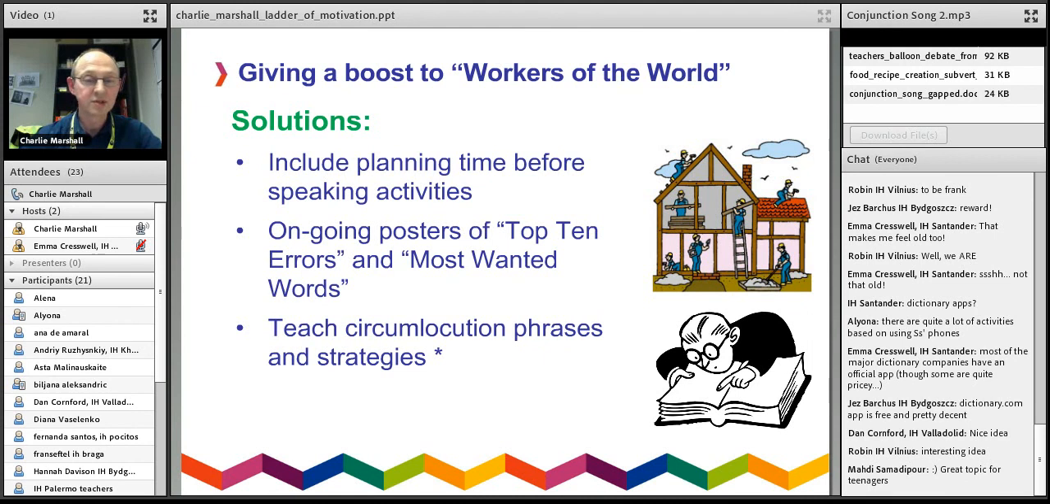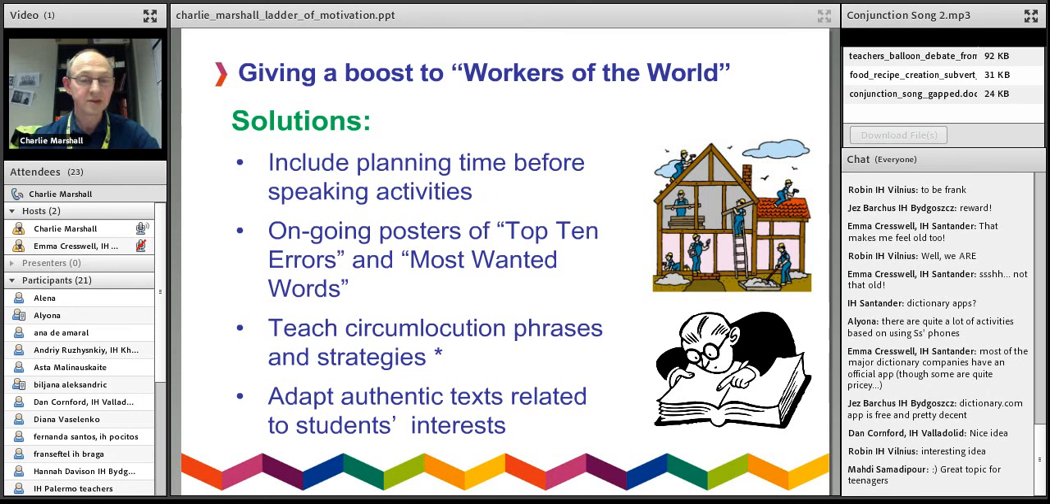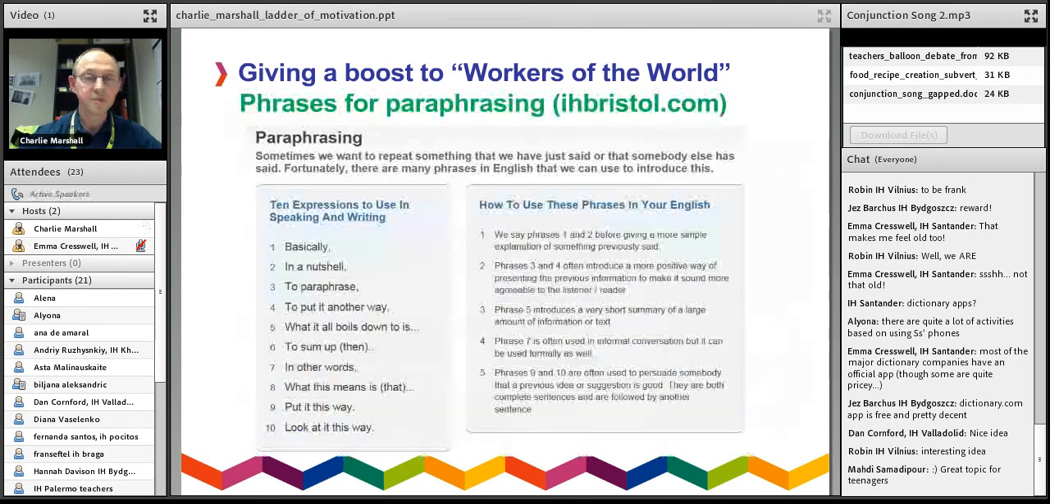And those are the kinds of phrases we should be giving to our students to help them. And I'll show you an example of that in a minute. And one further idea, which I've mentioned before, is to adapt authentic texts which are related to the students' interests and things that they would be more interested in reading about. So just as an example, some people might recognize this.